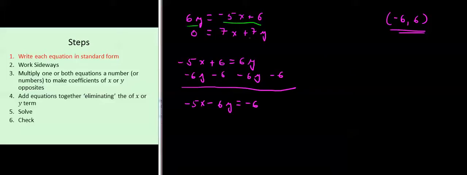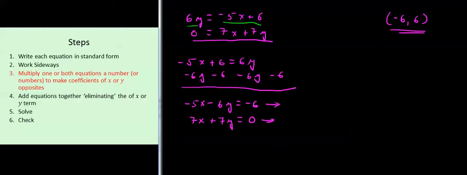Taking my second equation, it's already in standard form. Just going to put the x and y terms on the left. 7x plus 7y equals 0. Now, notice I have, just like last time, both equations, one on top of the other, because I want to work sideways. All right, I'm going to work in this direction.